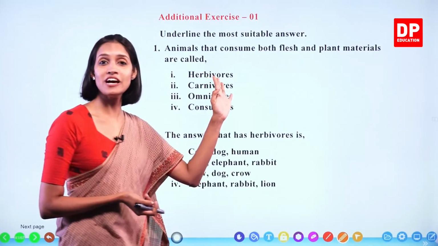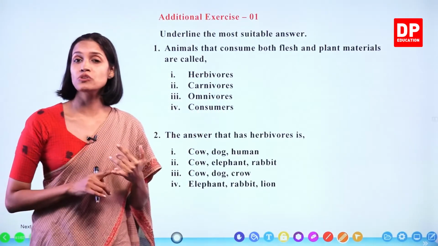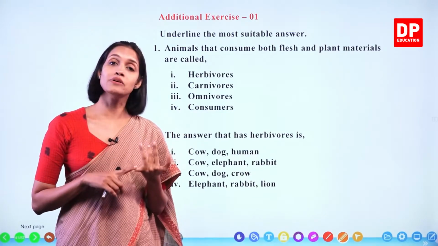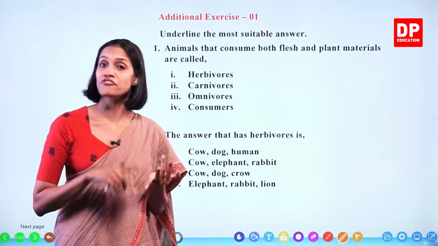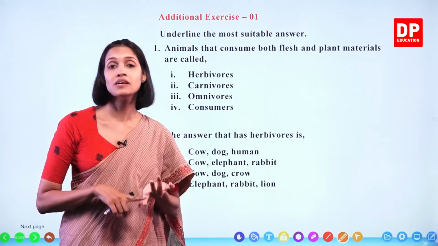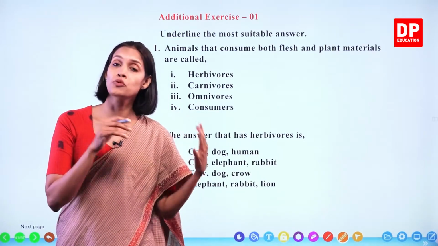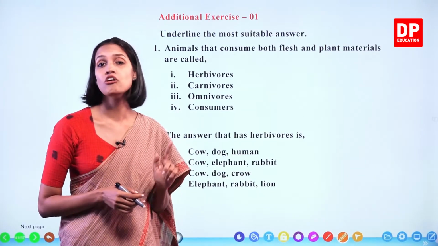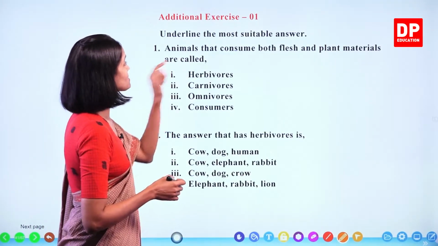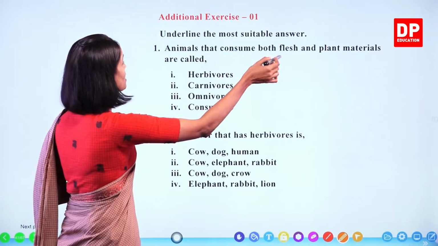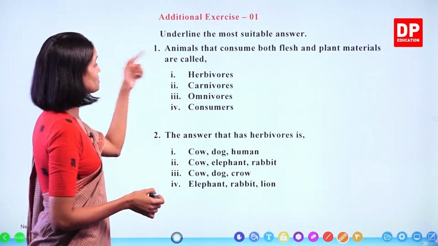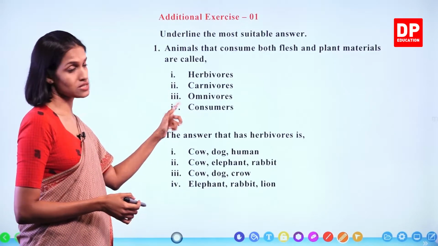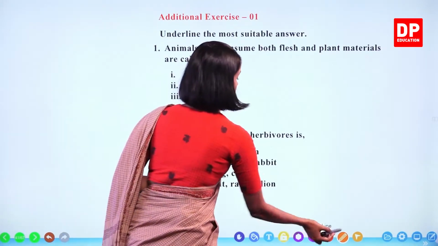Now you all know the answer for this one. Animals who depend only on plant materials are known as herbivores. Animals who depend only on flesh are known as carnivores. And animals who depend on both flesh and plant materials are known as, what is the answer, children? Omnivores, right? So animals that consume both flesh and plant materials are called herbivores, carnivores, omnivores, consumers. Answer is omnivores.